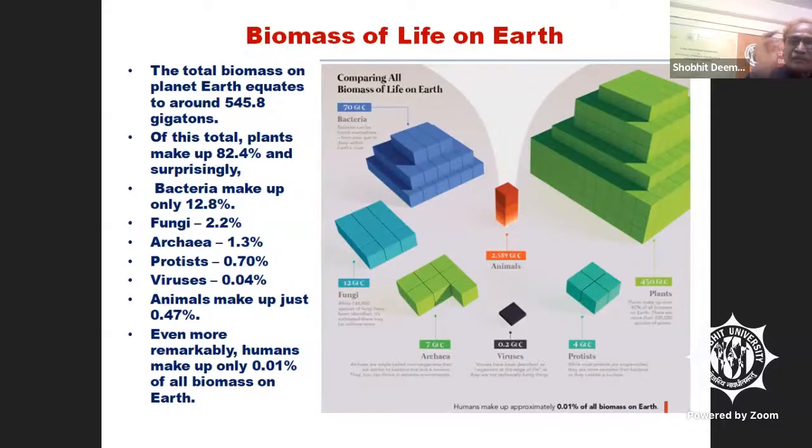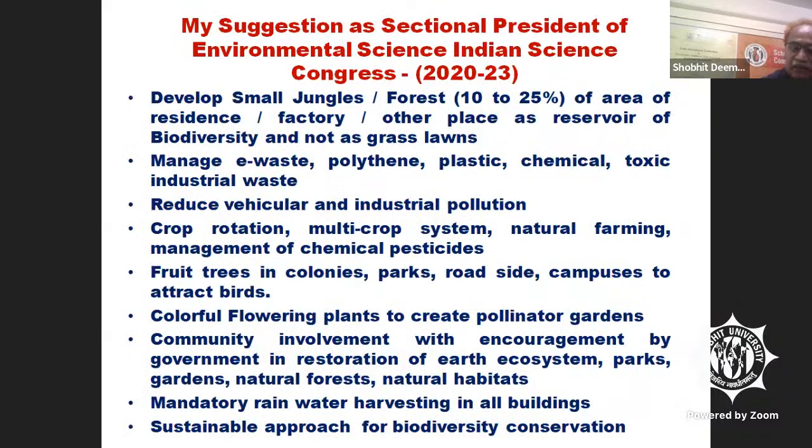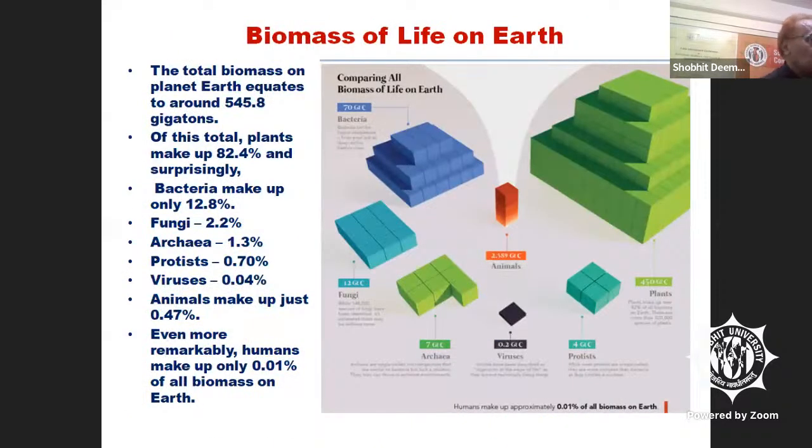Now this is one of the most important slides, where I would like to give 5 minutes. Here you see that I am not against afforestation. You see that the total biomass of the earth is 545.8 gigatons. And the plants constitute 82.4%. Now you see that 82.4% of the biomass is the green biomass on the earth. How much biomass do you want on this earth? Do you think that this is the problem of the green biomass?